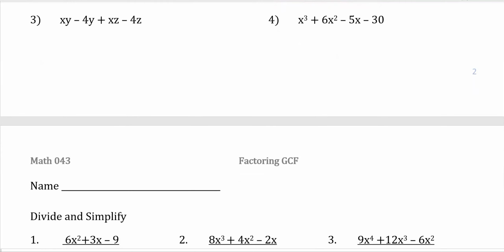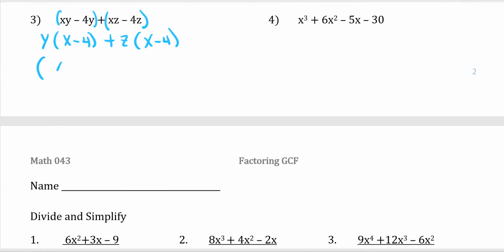Number 3, we have 4 terms. They don't share a common factor, so we will factor by grouping. Greatest common factor is y. Greatest common factor is z. So our factors are x minus 4 and y plus z.